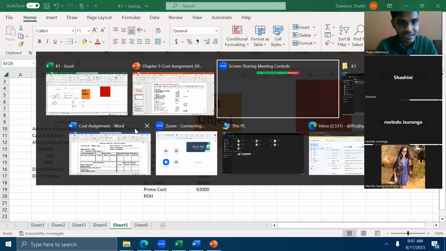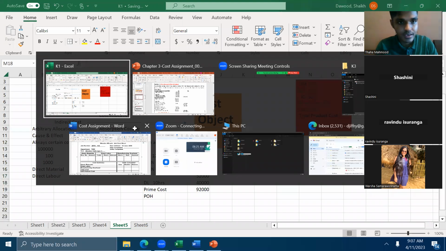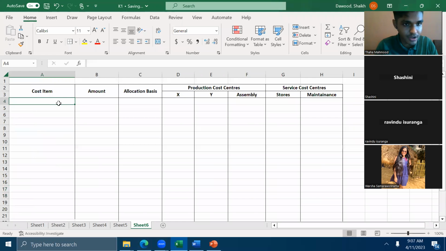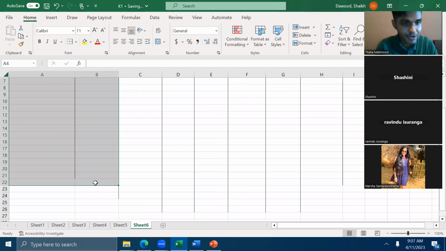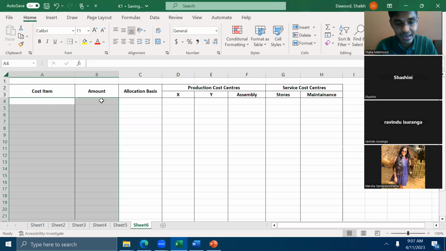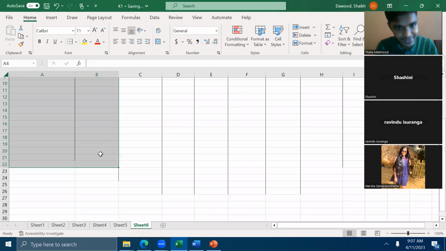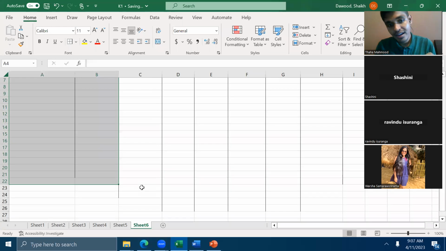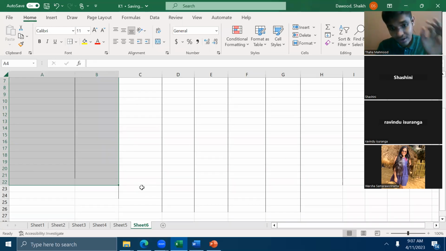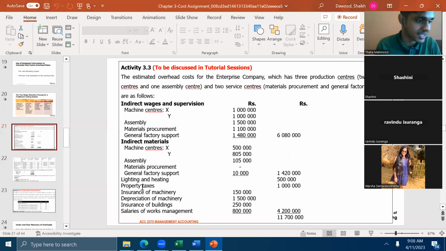Just imagine this column and this column in Excel. You know what goes in here: the first item and the amount. We make a list like that, estimating and budgeting. After that, based on that we will calculate a total production overhead budget, and then we will absorb them into the inventories. That's what's going to happen. I'll show you all after we do this question.